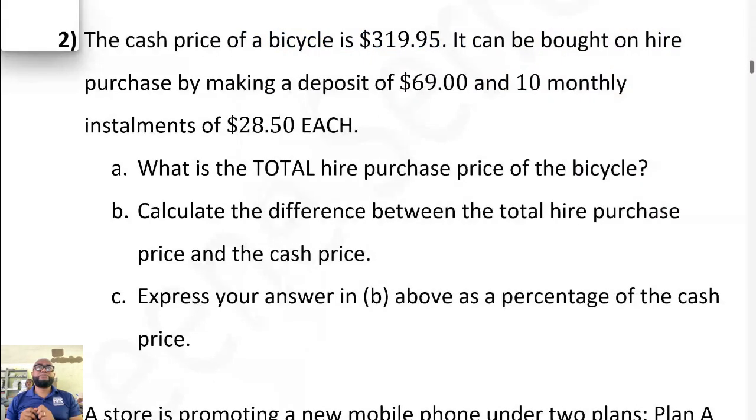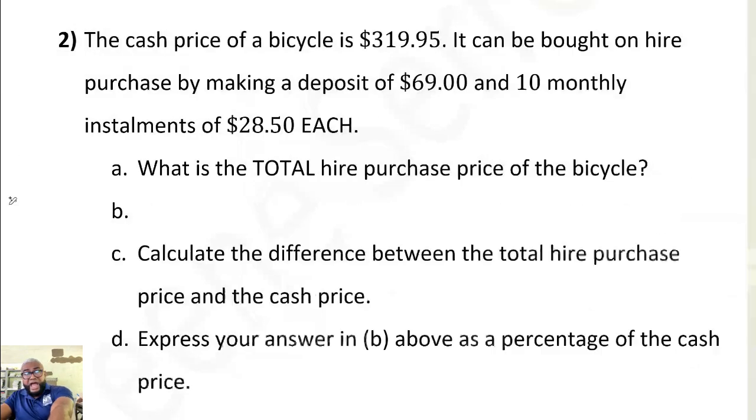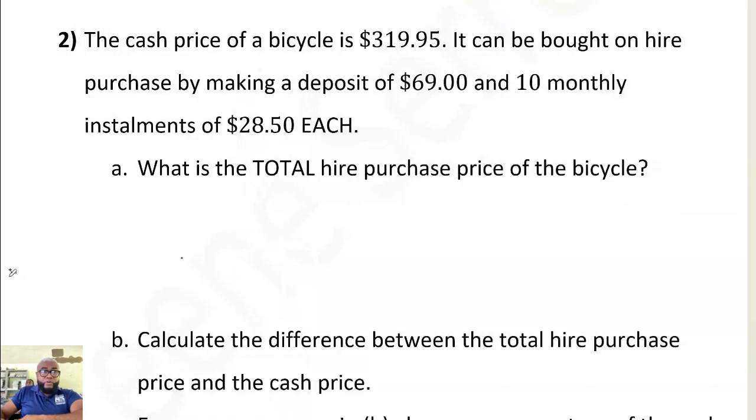So let's go together. The cash price of a bicycle is $319.95. That's the cash price, right? But it's saying it can be bought if you make a deposit of $69 and 10 monthly installments of $28.50. So the first thing this question is asking for is what is my total hire purchase price? How do I work out this, my children?